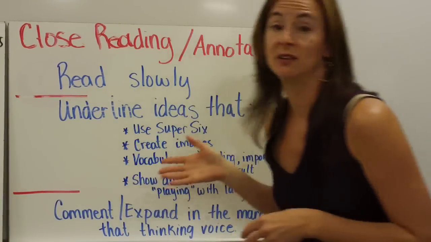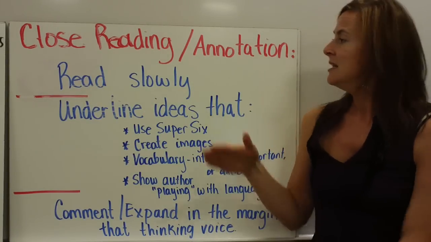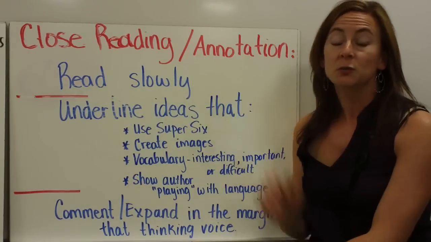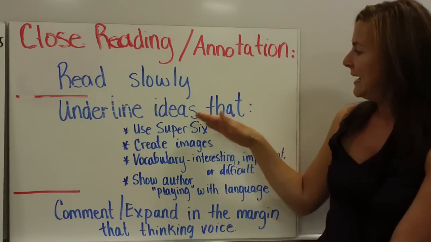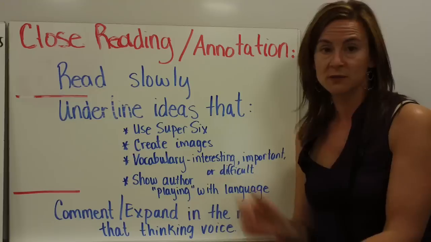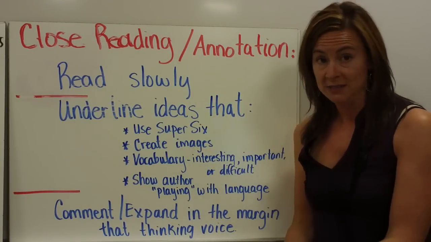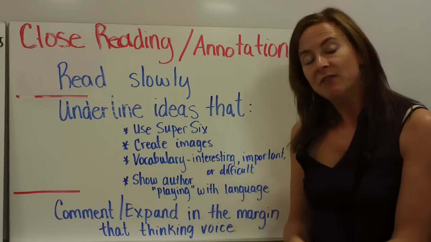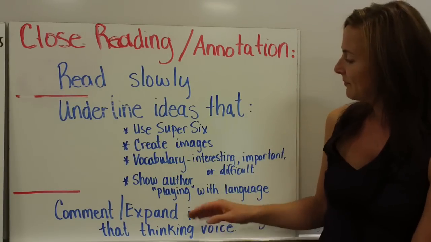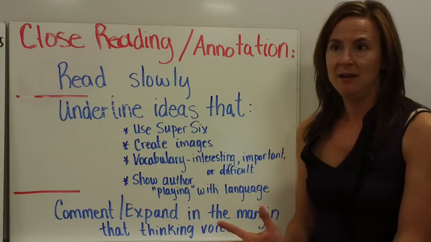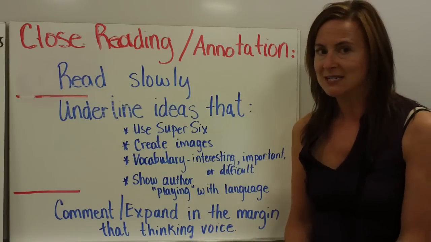So let's look at specifically how this is done. Close reading, or annotation, starts by reminding yourself to read slowly. As you read, you underline ideas that spark those Super 6, ideas that create vivid images in your mind. You underline any vocabulary that you find interesting, important, or difficult to understand. You also want to underline any ways that the author plays with language, and I'll demonstrate that in a minute.